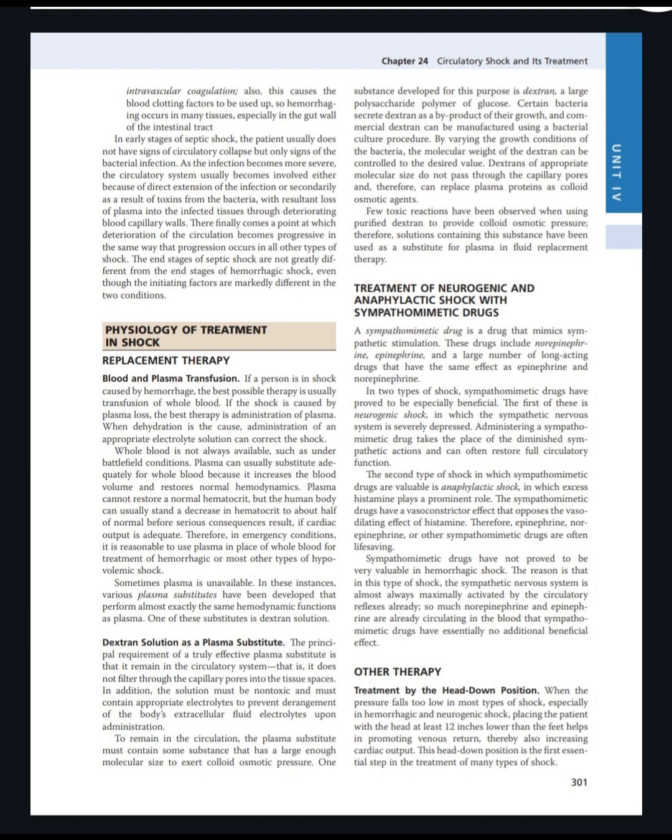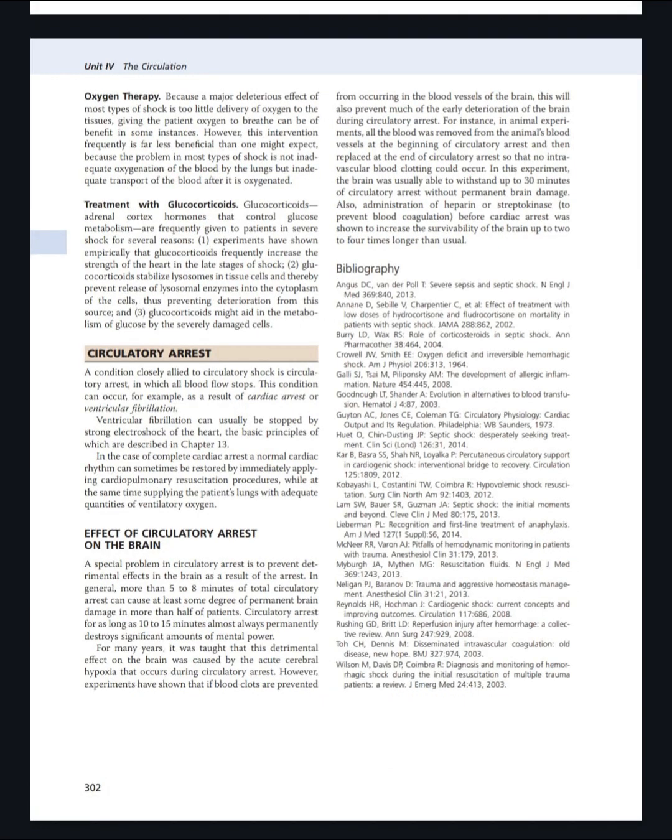Other therapy: treatment by the head-down position when the pressure falls too low in most types of shock, especially in hemorrhagic and neurogenic shock. Placing the patient with the head at least 12 inches lower than the feet helps in promoting venous return. It also increases cardiac output. This head-down position is the first essential step in the treatment of many types of shock. Oxygen therapy: because a major deleterious effect of most types of shock is too little delivery of oxygen to the tissues, giving the patient oxygen to breathe can be of benefit in some instances.